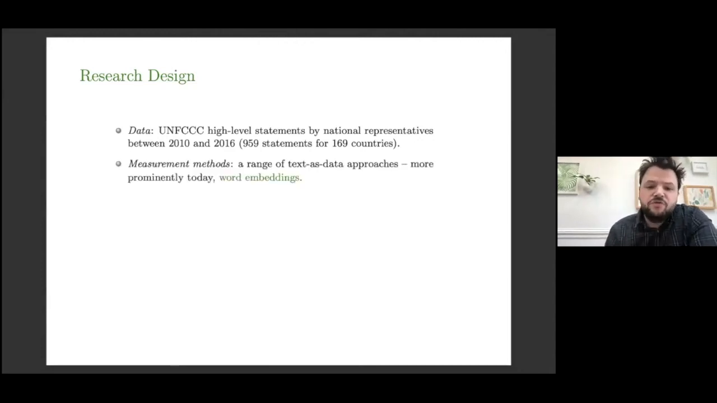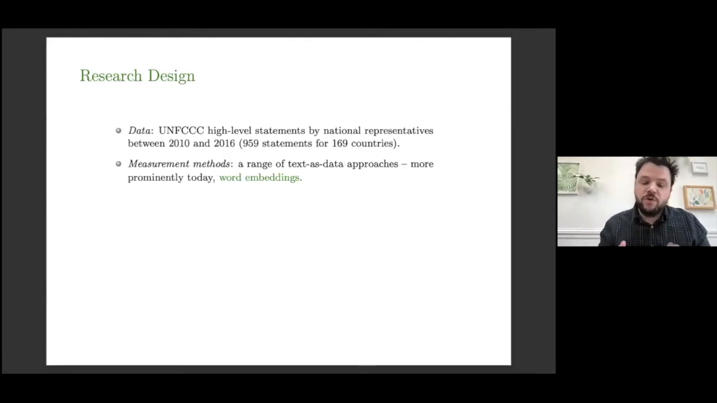So we use a range of text as data approaches. The core one that I'm going to present here, that's really the heart of the paper, is word embeddings. So word embeddings are a form of non-parametric text analysis approach that kind of gets rid of the core assumption of many topic models, which is the bag of words approach. So topic models treat all words independently of each other, and they don't really care about word order.